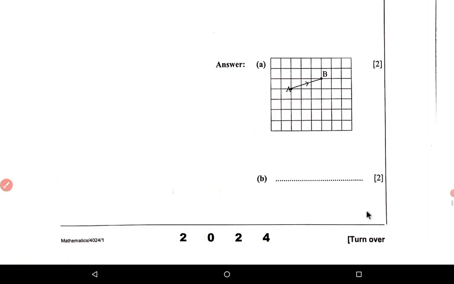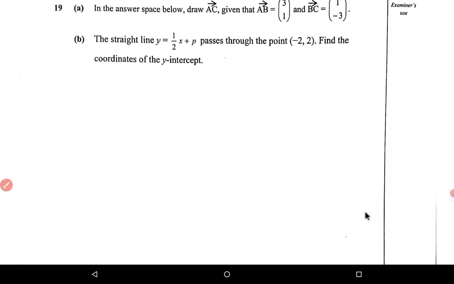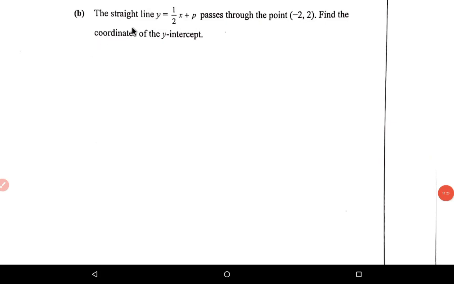The next question is saying the straight line passes through that point, find the coordinates of the y-intercept. So the straight line y is equal to half x plus p. It's passing through this point, so this is x and this is y. Find the coordinates of the y-intercept.